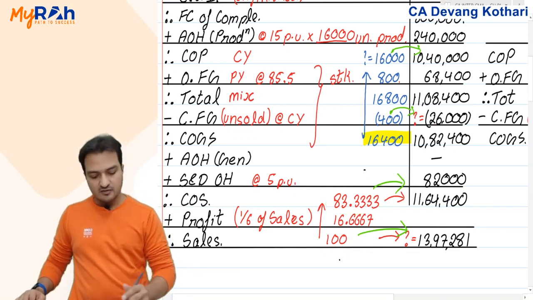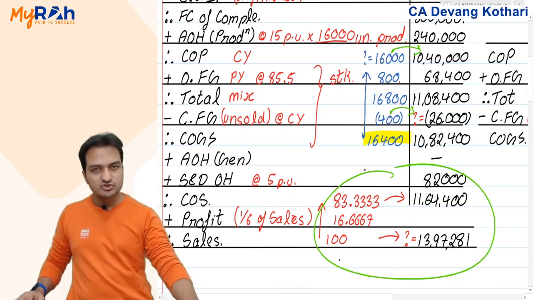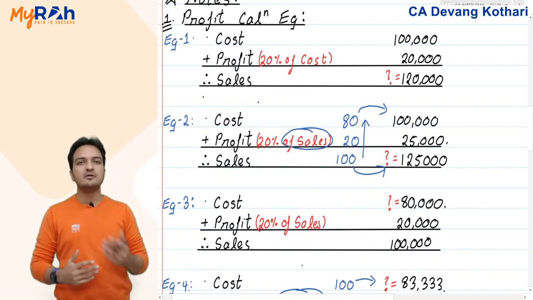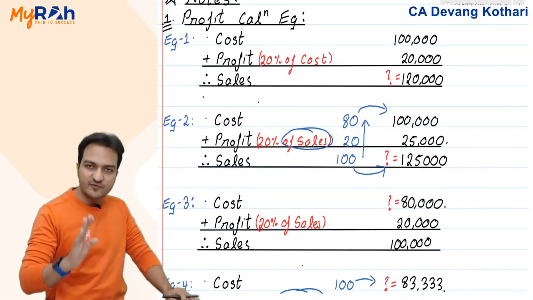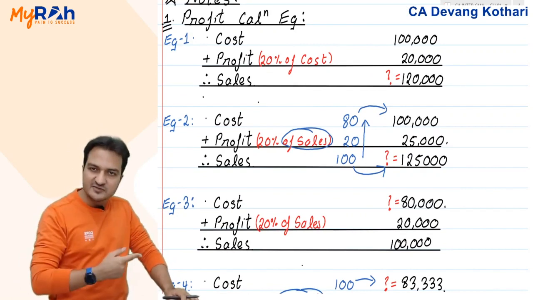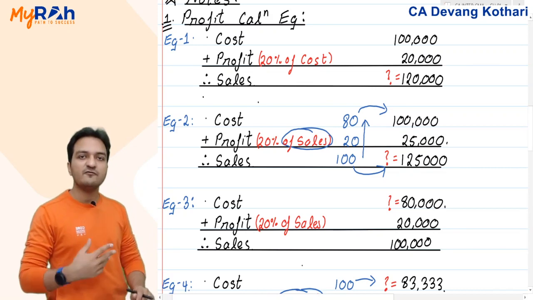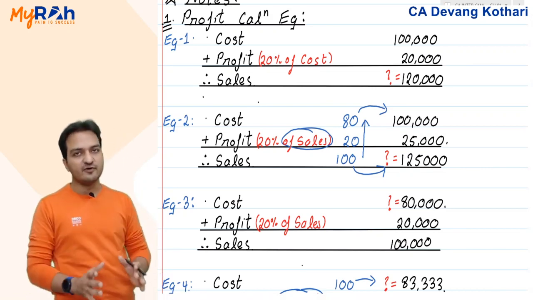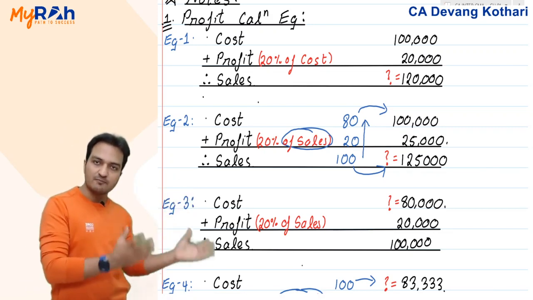In fact, regarding this profit calculation, I also gave you extra examples to practice all possible calculations like that. To practice all the different possible profit calculations, I gave four examples here. These four examples cover all types of possibilities of how profit information might be given. Profit information will be given through these four methods only.